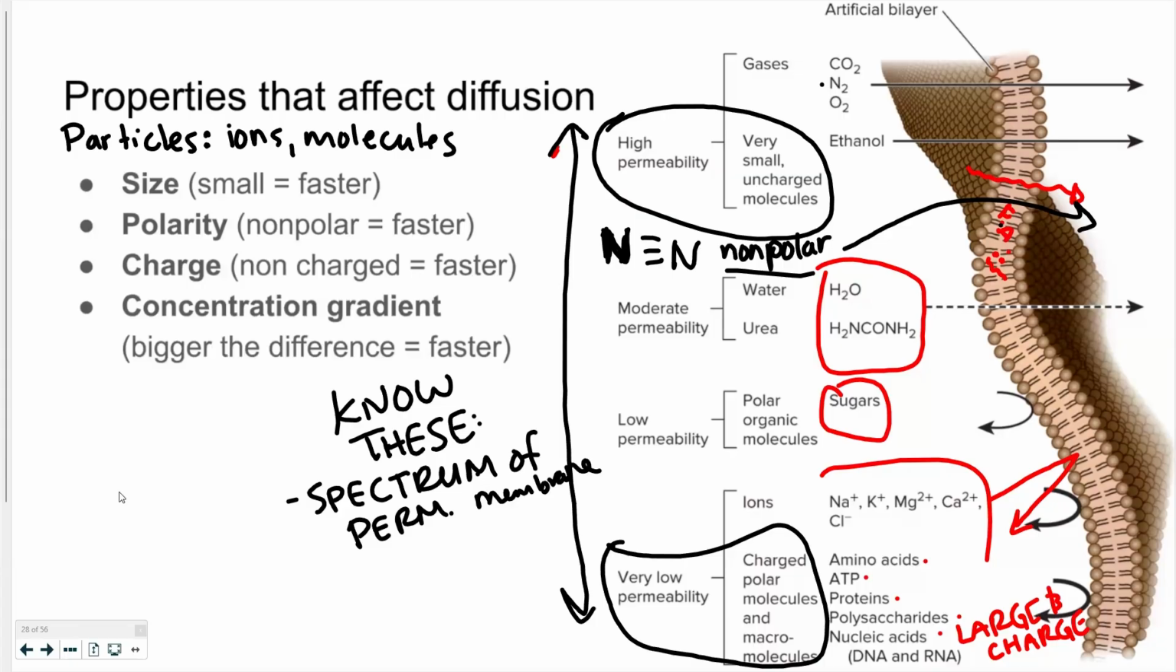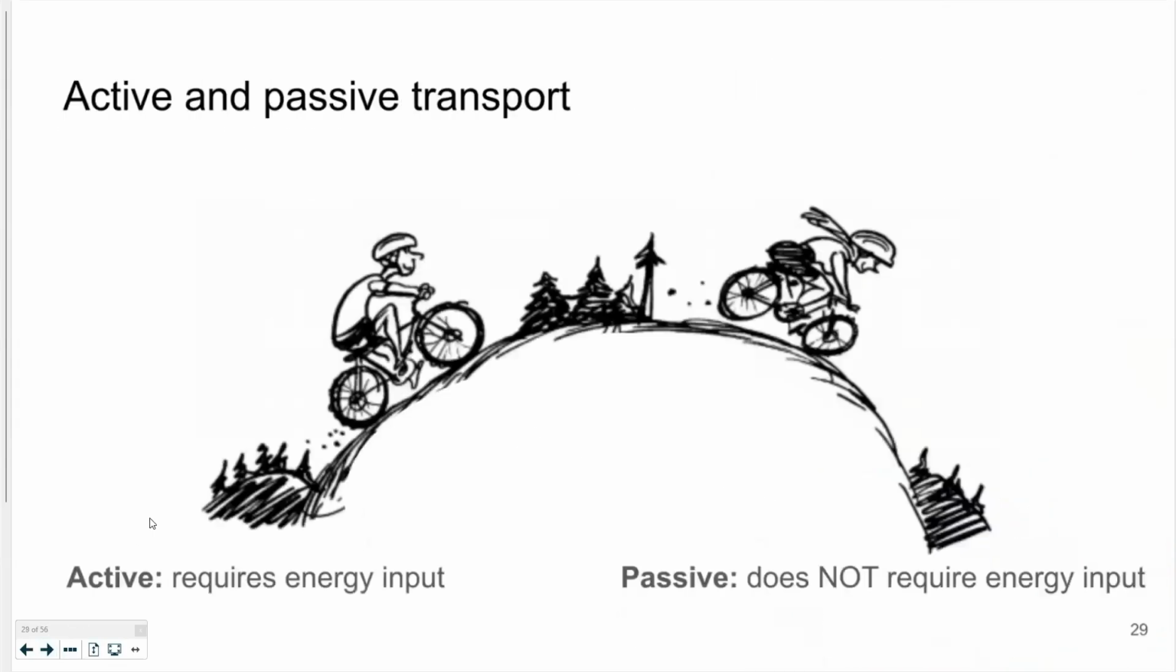If I said, I might use hydrogen ions as an example. It's small, but the reason that it's not permeable is because it is charged. Okay. So make sure that you understand that. If you have questions, throw those in that discussion board. Email me. I'm happy to get some of those questions answered and cleared up for you. Okay.